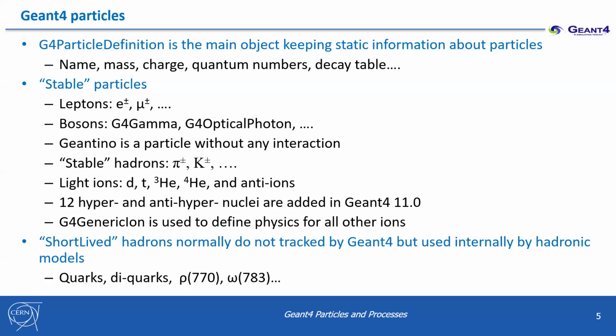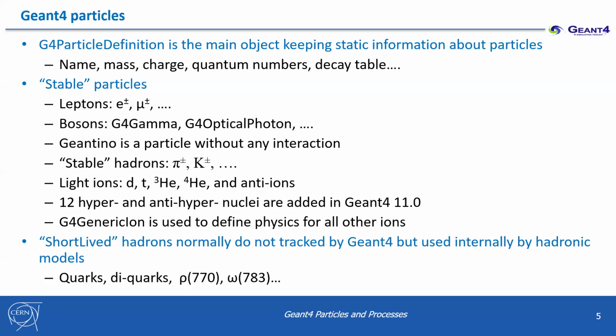In G4 notation, we have so-called stable particles. For example, leptons: electron, positron, muons. Except electrons, they are not stable. They have, let's say, a finite lifetime, and they interact with matter or decay. But nevertheless, in our notation, they are stable.